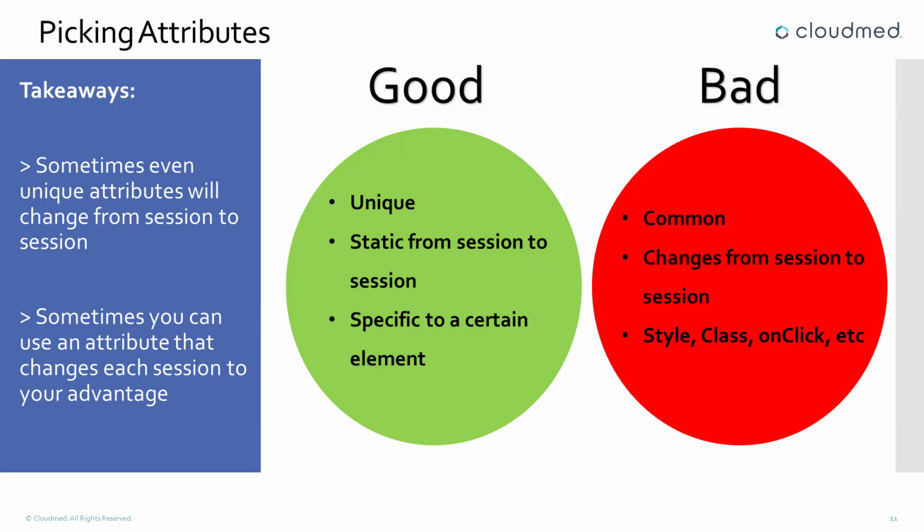So in picking attributes, what you want to look for is unique, meaning it's specific to that element and no other element has that value. So for the pets, there's Tigger, Winnie the Pooh, and Pig. If you're looking for Tigger and only Tigger, you can use Tigger because there's only one Tigger. It's unique to that element.